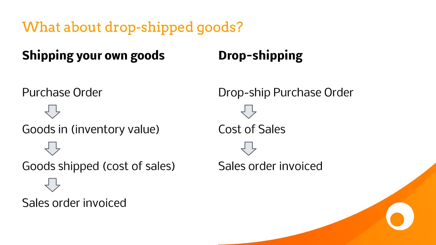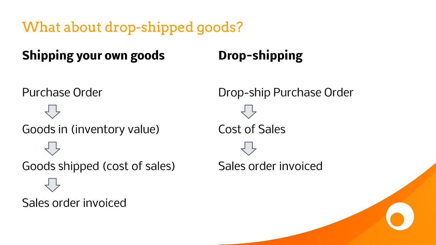So, in the first case where you're shipping your own goods, you place a purchase order, you then receive the goods in, which gives you inventory value, you then ship the goods, which gives you cost of sales, and then you invoice the sales order to show the revenue. But on the right hand side here we've got drop shipping, where you create a drop ship purchase order, the invoice of that goes straight to cost of sales, and then you invoice the sales order.